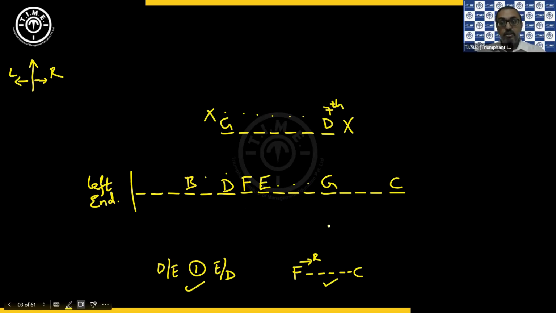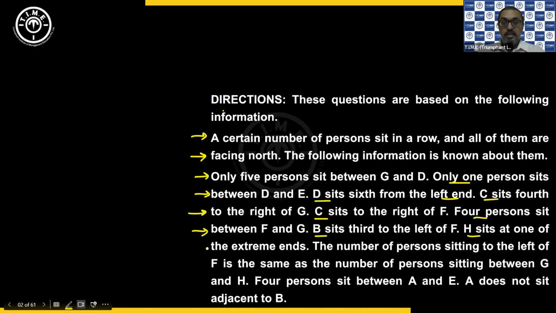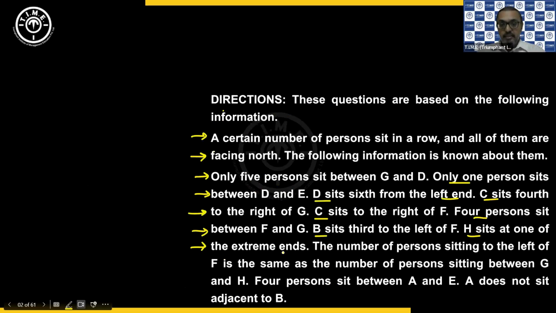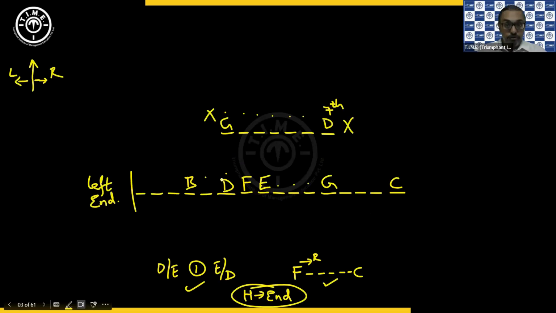All right. Then further, what do we have? H sits at one of the extreme ends. I don't know which end H is at for now, but H has to be at an end. We'll consider that. Then the number of persons sitting to the left of F is the same as the number of persons sitting between G and H. So left of F should be the same as between G and H. Let us check. Now left of F, how many are there? 1, 2, 3, 4, 5, 6 people are there to the left of F. So there should be 6 people between G and H.